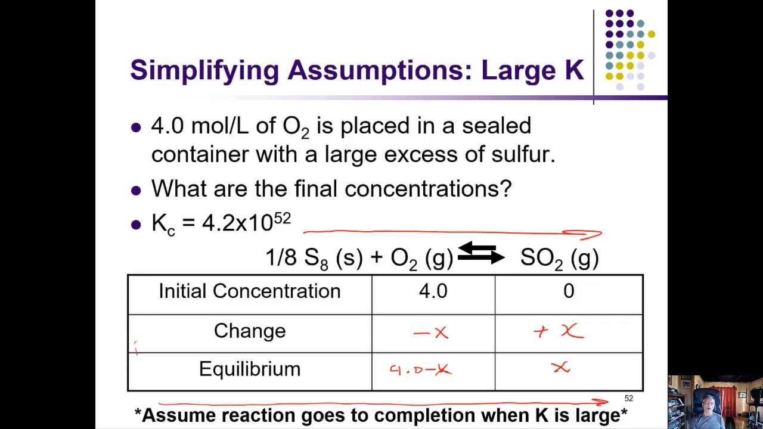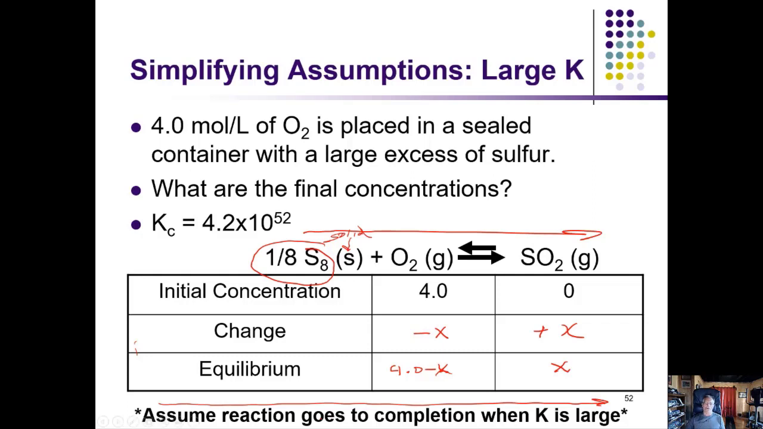By the way, why haven't I included in this equilibrium S8? Well, hopefully you picked that out because S8 is a solid, and solids don't change in concentration, so they don't get included in the equilibrium constant expression. The solid has to be there. You're not going to get any SO2 unless you've got some sulfur, but it doesn't change in concentration, so we don't include it. All we have in the equilibrium constant expression are oxygen and sulfur dioxide.